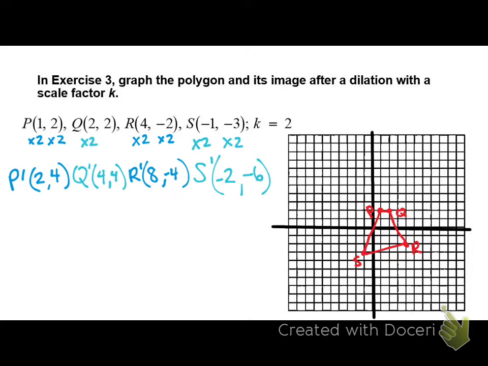So we are going to graph these to the right 2, up 1, 2, 3, 4. Make sure you're labeling P prime. Q prime is 4, 4, to the right 4, up 4. R prime is to the right 8, down 4. And then S prime is to the left 2, down 6. Yep. They do overlap a little bit when you draw that way.